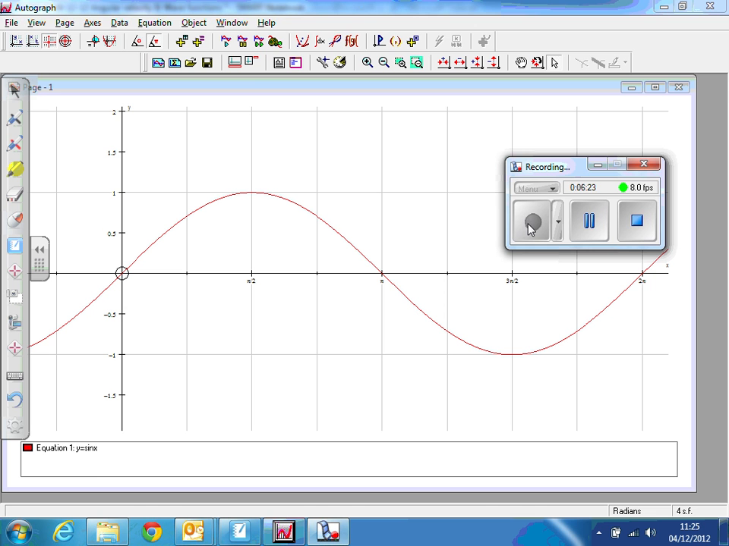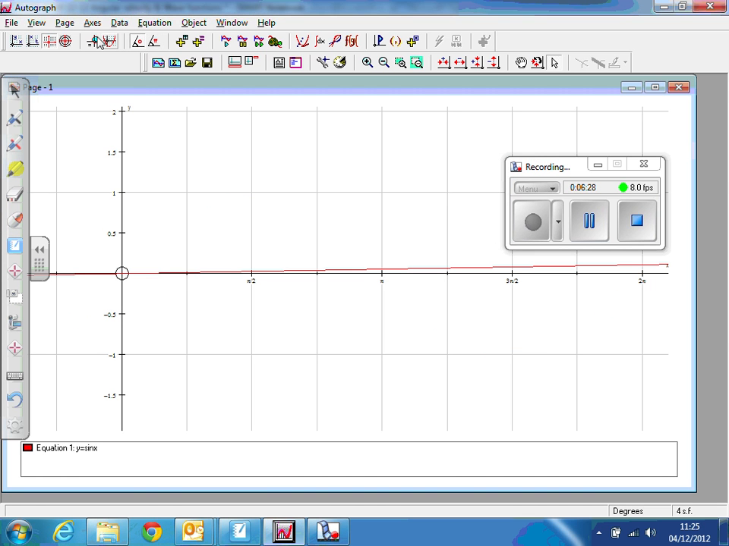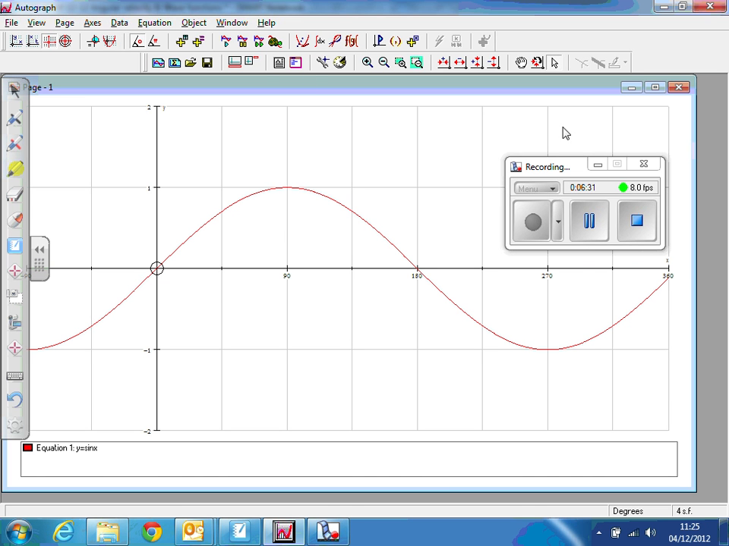If I go back to Autograph and hit degrees instead of radians, and then hit default scales again, I get one complete turn, but this time it's in degrees: 0, 90 degrees, 180, 270, 360. So you don't need a calculator to tell you what the sine of 90 degrees is. It's 1. You don't need a calculator for the sine of 180 degrees. It's 0. And what's the sine of 270? Minus 1. What's 270 degrees in radians?